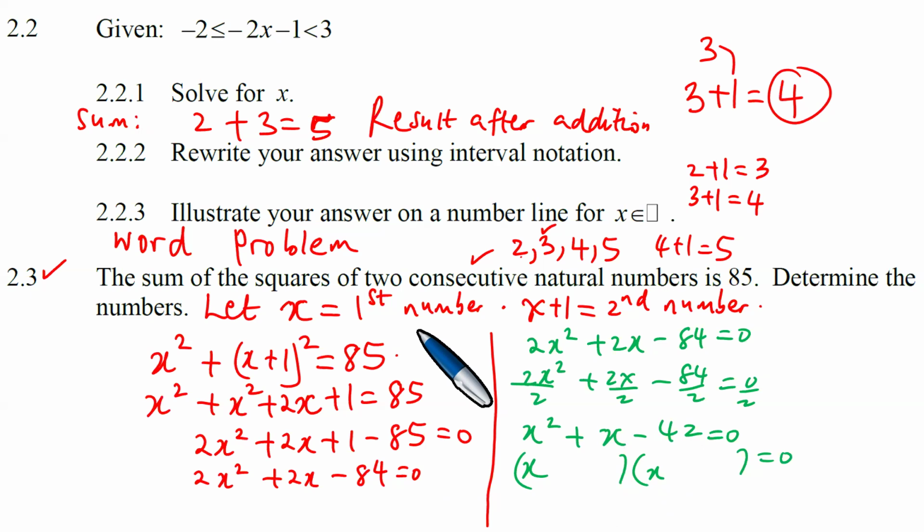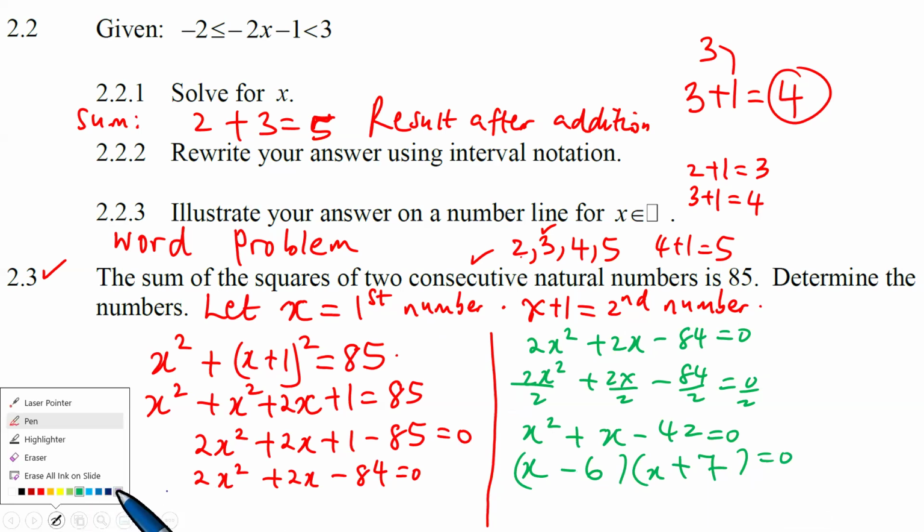Those factors are exactly 6 and 7. Because if you actually multiply this, you have minus 6 and plus 7. Negative 6 times 7 is negative 42, but when you add this up, 7 minus 6 gives 1. So these are the correct factors at this point, and now we continue to solve this problem.